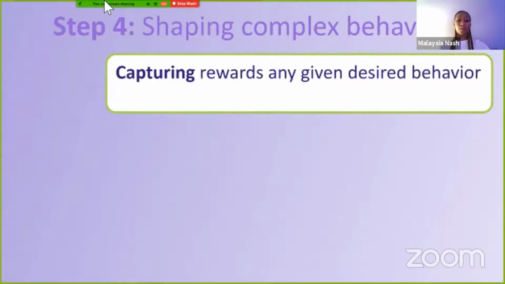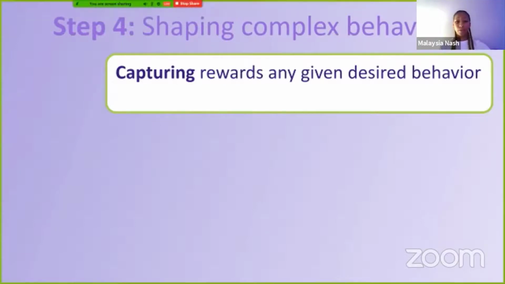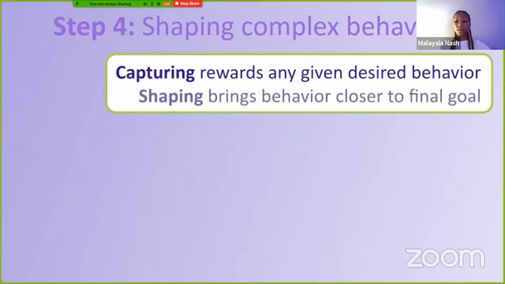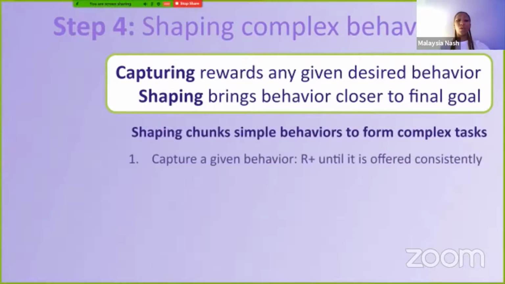Moving on to step 4, we will be shaping the complex behaviors. Capturing rewards any given desired behavior, and shaping brings behavior closer to the final goal. Shaping chunks simple behaviors to form complex tasks. What this means is that we need to capture a given behavior, which is positively reinforced, until it is offered consistently.